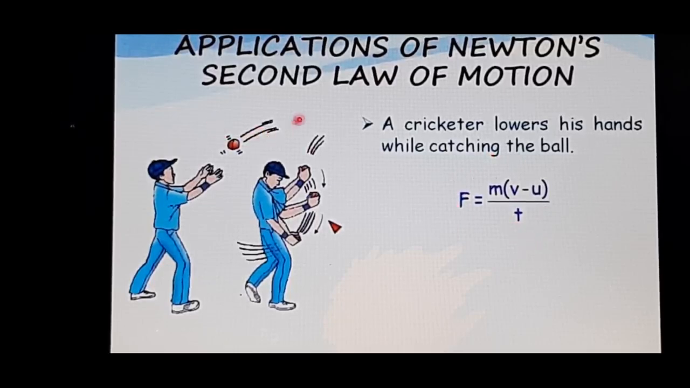Now you can see here, if a person catches the ball directly, time will be very less. If time is less, he can be hit badly by this ball because force will be more. Now if he shifts his hands or moves his hands in this position, he can increase the time of catching a ball. If the time is increased, force will be less. So he won't be hit that badly as in this case. So we can use this application in real life also. If we increase the time of anything, its force will be decreased.